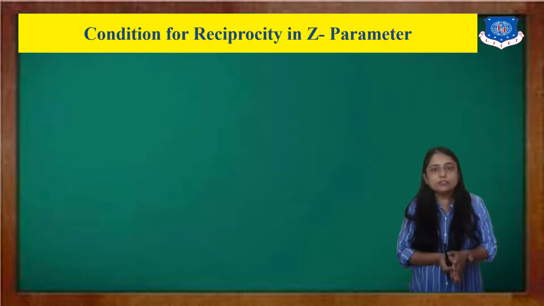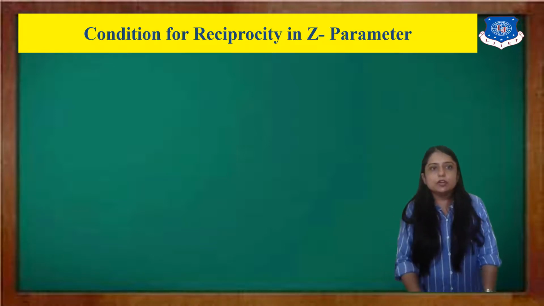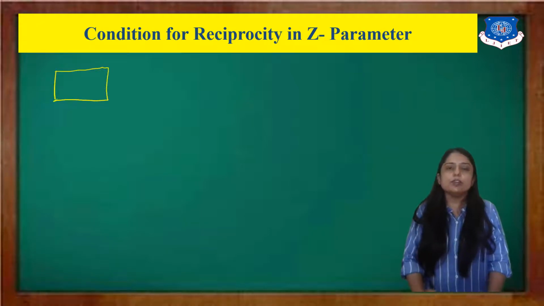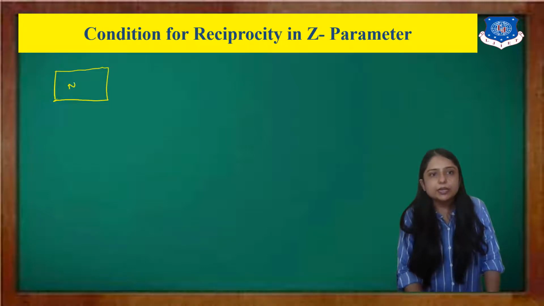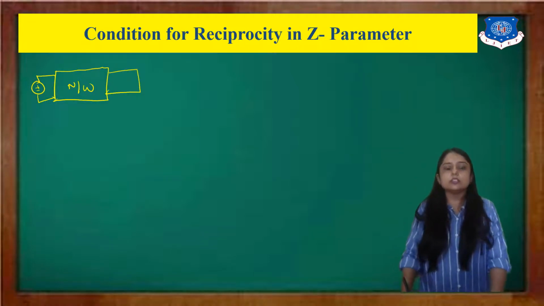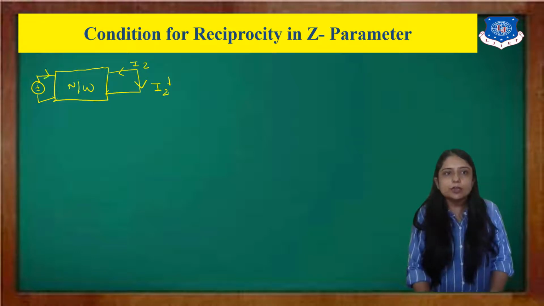That we already studied in our chapter number 3, network theorems. So I'll draw one diagram, and this diagram is common for each and every parameter. Here my network is there. Here I apply the voltage V1 equal to Vs, and the output is short circuited. Here my current is I2, and I am specifying this current as I2 dash.